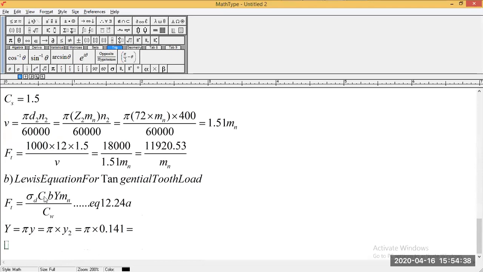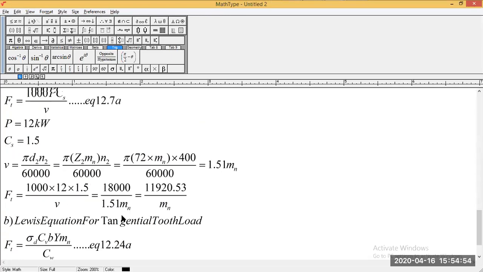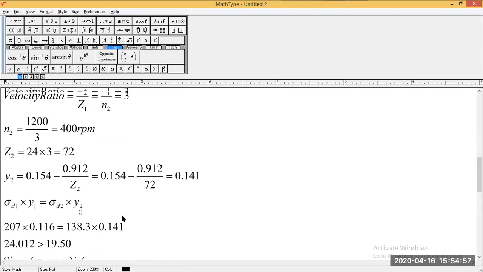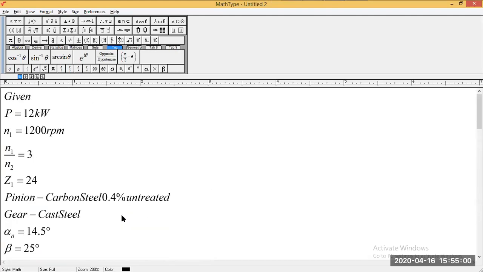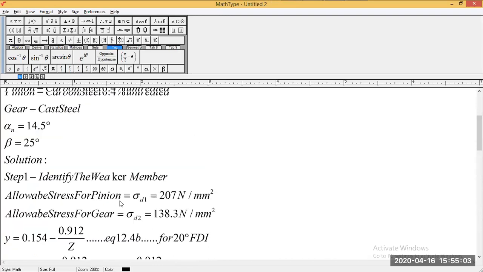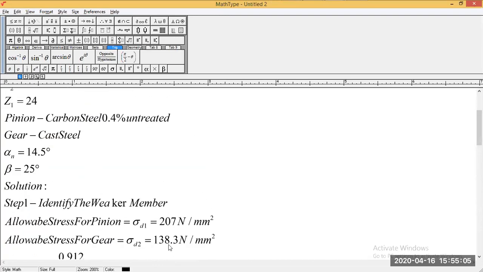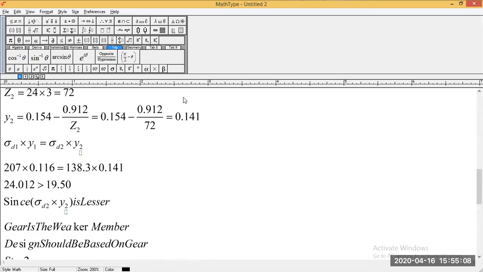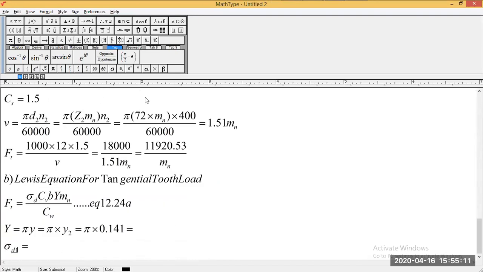Then sigma d will come from Cv, or will come from sigma d. Sigma d, and subscript 1. This is equal to d2, 138.3. D2 is 138.3.